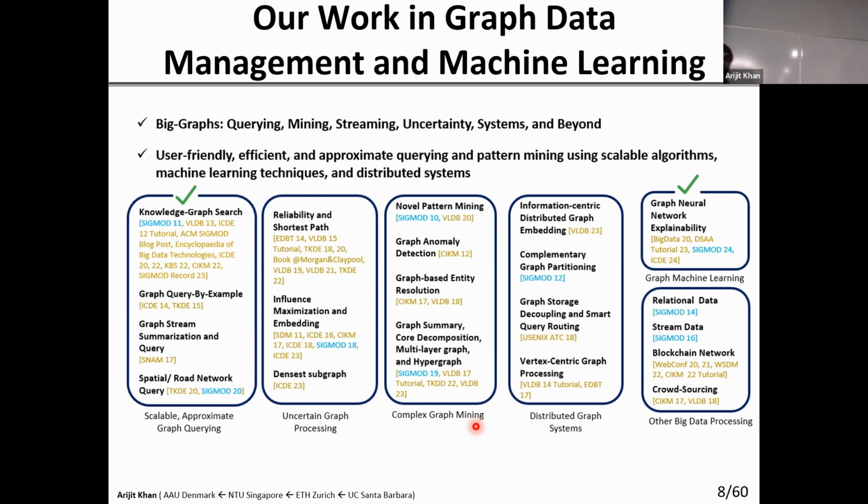Then we also work on complex graph mining, such as finding important correlations across diseases or genes, etc., in a biological network that can reveal important hidden interactions that probably you don't see if you look at it in a very simple setting.